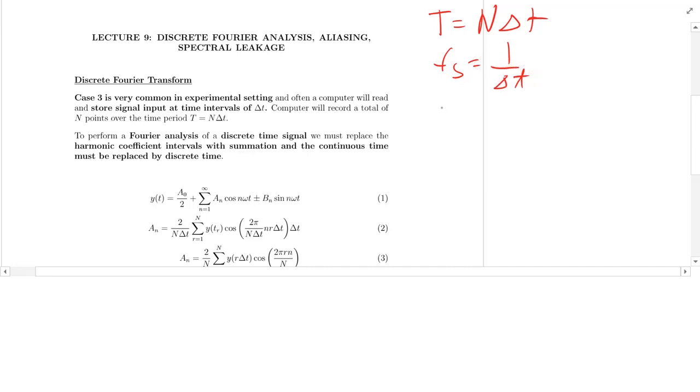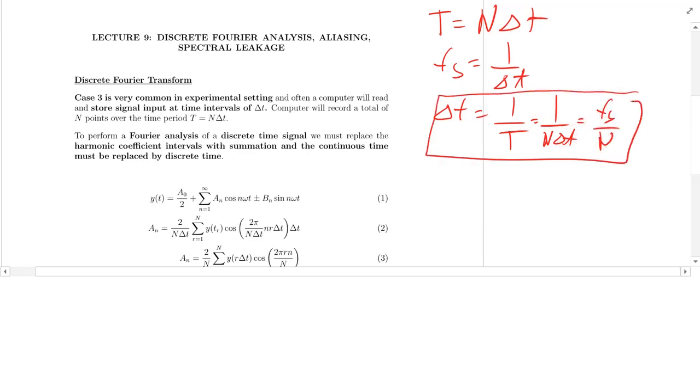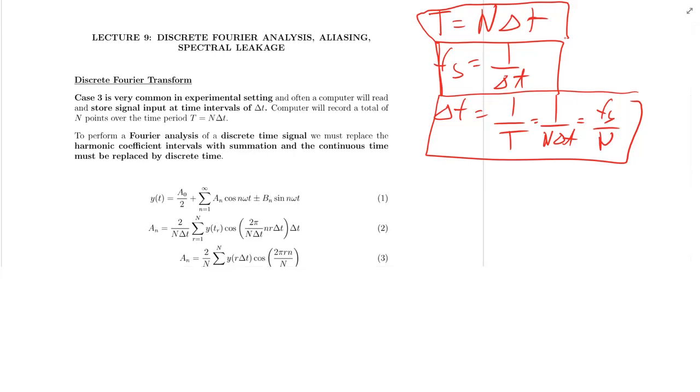Our lowest frequency, delta f, is as usual 1 over T. We can rewrite that as 1 over N delta t, and also as fs over N. All these equations we really need to know by heart, with no question about pulling them out whenever we need them. So start working on that, get those all memorized and ready to go. So how do we actually get to calculating a discrete Fourier transform? We are going to do that right now.